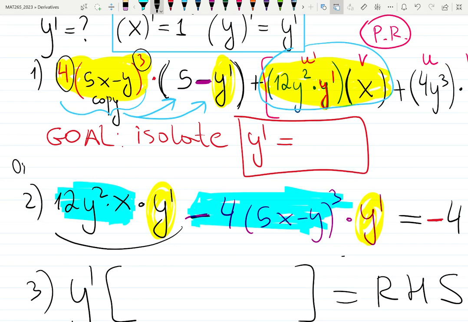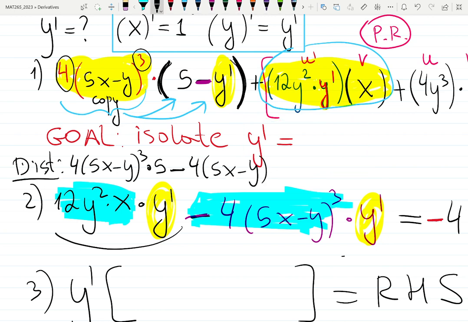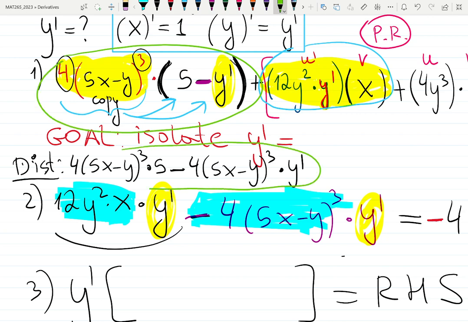So the distribution here was 4, 5x minus y cubed. I'm multiplying by these guys in the parentheses. So I'm multiplying first by 5, then minus, and then I'm going to multiply by y prime: 4, 5x minus y cubed times y prime. So that's my distribution. And if you want to see where it is, it's over here in green. So this is what I did here.